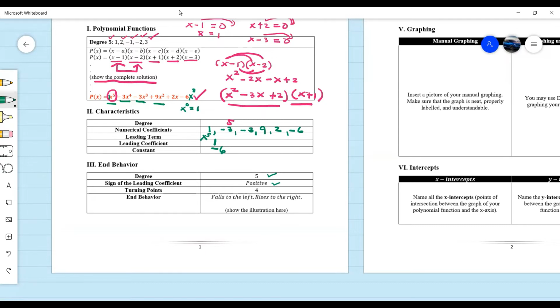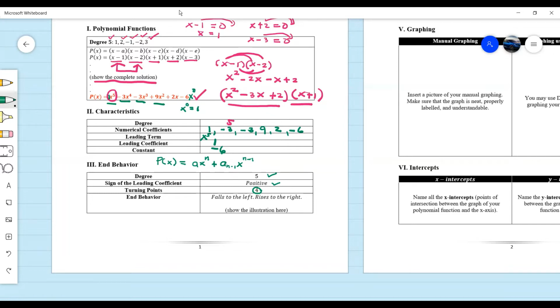Sir, how about the turning points? How do we find the turning points? Why did we get 4? Remember that a polynomial in variable x has this form: a sub n x raised to n plus a sub n minus 1 x raised to n minus 1. So decreasing n, we have n minus 1. If this is 5, this will be 5 minus 1, that's 4.